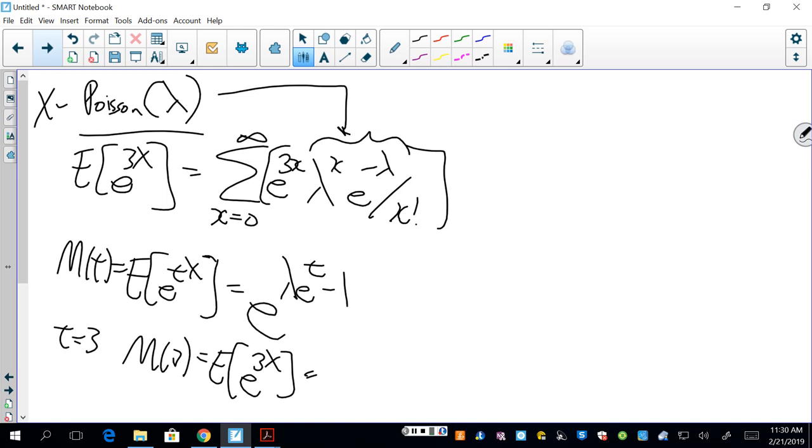I didn't tell you what lambda is, so that's still kind of this arbitrary parameter. It's the rate that something's happening in the Poisson process. But you can just put 3 in for t in this formula, and so it should be e to the lambda (e cubed minus 1). That should be the expected value. Kind of a funny formula. I don't know what exactly we use it for, but that's kind of plugging in a value there.